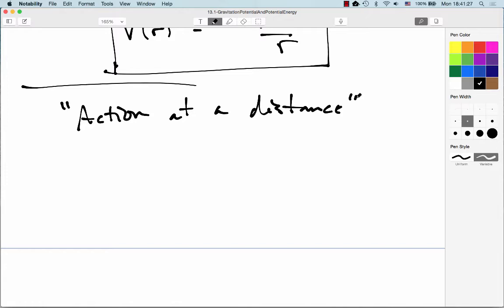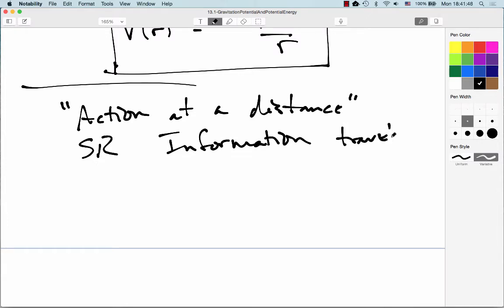Now, this leads to a problem in light of special relativity. As you know, in special relativity, information can't travel faster than the speed of light. There are things that can, but they can't affect things until the information catches up. Also, the universe is allowed to expand faster than the speed of light. That's okay too, because that's space itself.